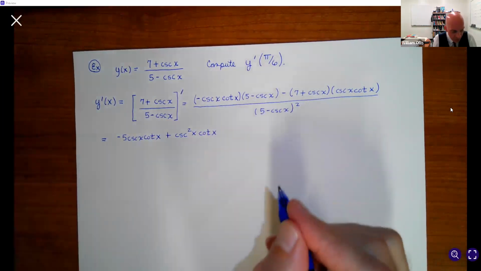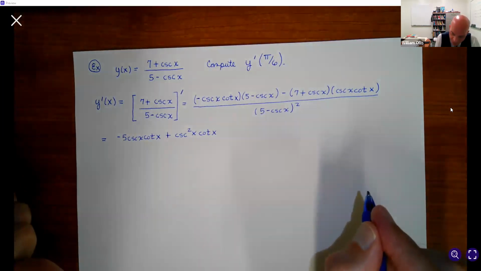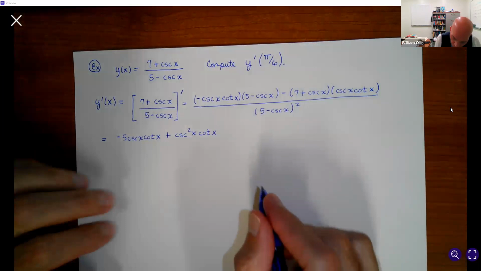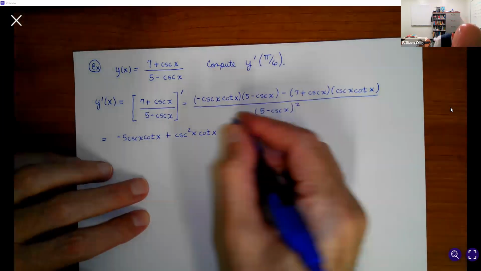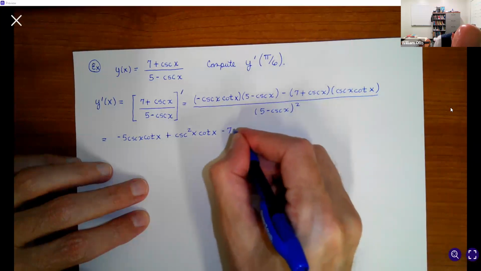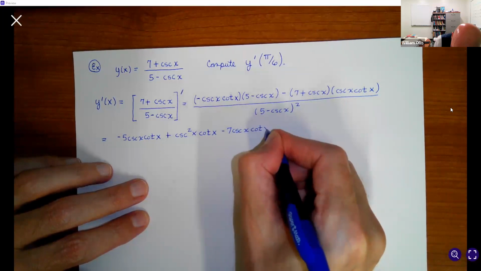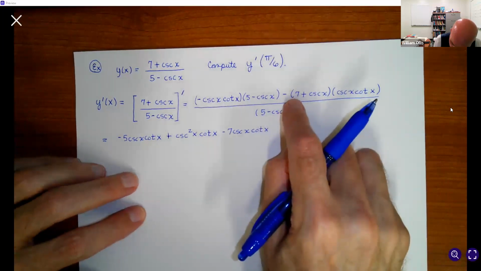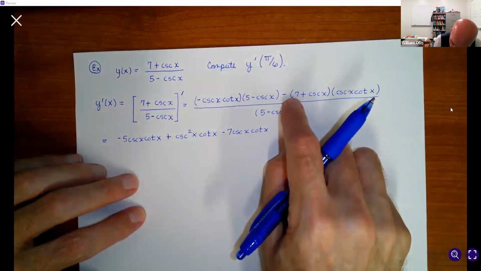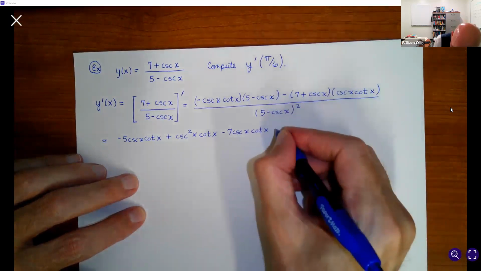You're thinking, it's factored, so that's probably not very difficult. Let's see if we're going to have anything absorbed. So now we've got the minus 7 cosecant cotangent. And then, of course, here again we've got the minus, so we have the cosecant squared cotangent.